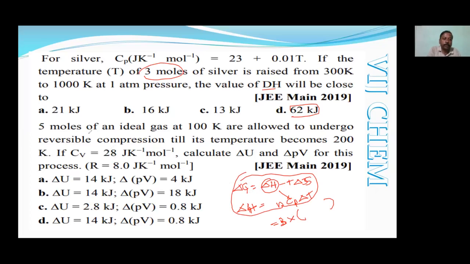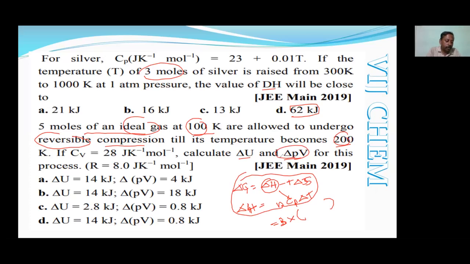Okay. Next, 5 moles of an ideal gas at 100 Kelvin is allowed to undergo reversible compression. First of all, see here, ideal gas is given, reversible is given, and compression is given. The temperature becomes 200 Kelvin. So initially the temperature was 100 Kelvin, now the temperature became 200 Kelvin. Then Cv is equal to 28 joule Kelvin inverse. Calculate delta U and delta PV. So here delta is applicable for both pressure and volume.